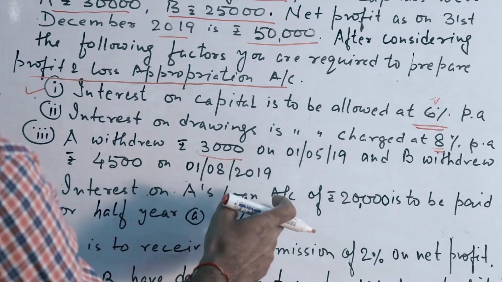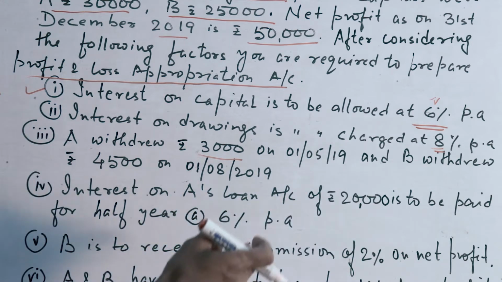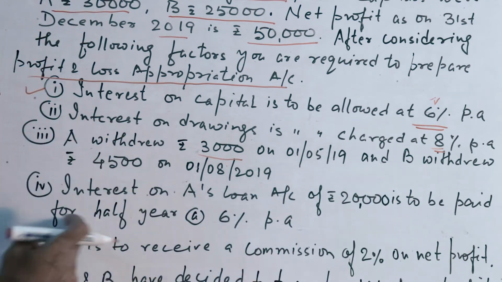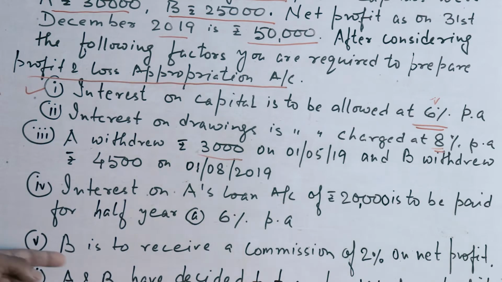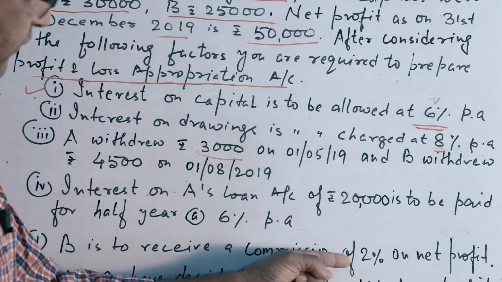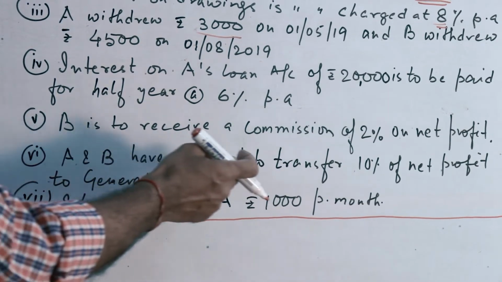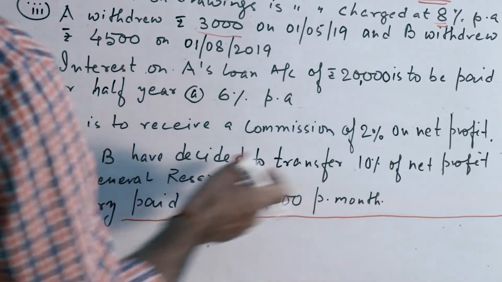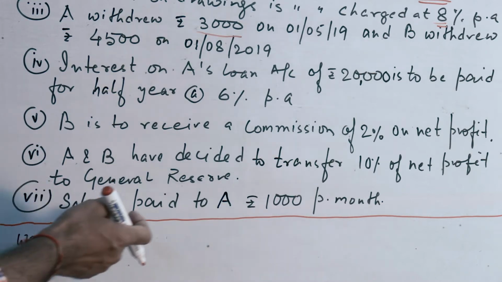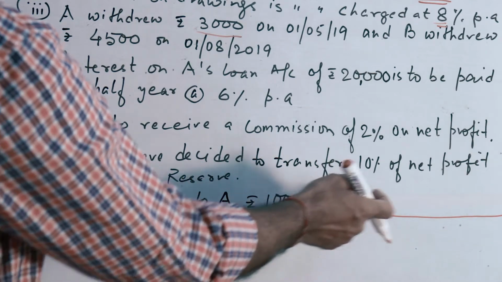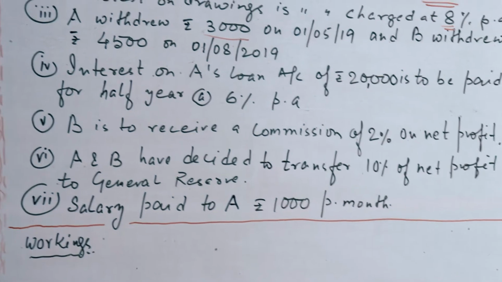Interest on A's loan account of rupees 20,000. 20,000 is the loan amount, is to be paid for half year at the rate of 6% per annum. B is to receive commission at the rate of 2% on net profit. A and B have decided to transfer 10% of the net profit to general reserve, and A gets salary rupees 1,000 per month. Now we will prepare the Profit and Loss Appropriation Account.